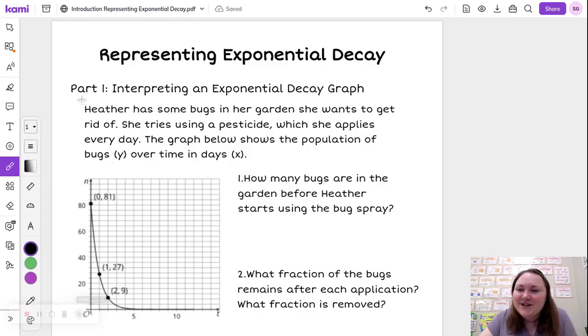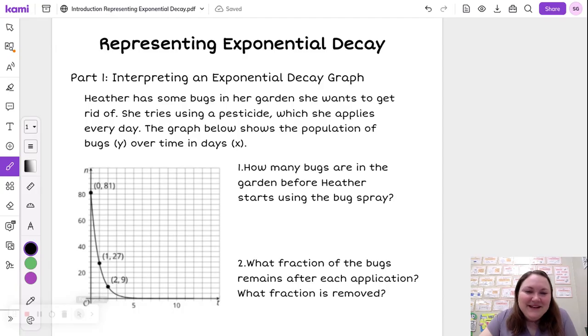So our story we're going to use is the story here about Heather. Heather has some bugs in her garden she wants to get rid of. She tries using a pesticide, which she applies every day. The graph below shows the population of bugs, Y, over time in days, X. Our first question is how many bugs are in the garden before Heather starts using the bug spray?